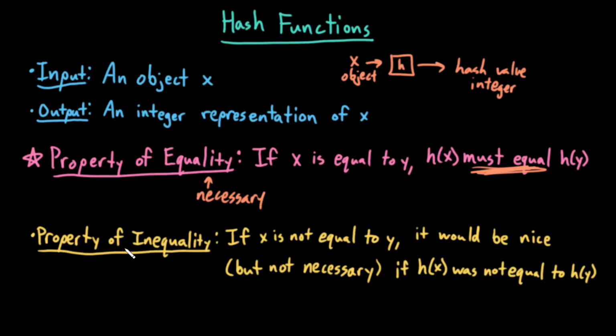We also have what's called the property of inequality, which is not necessary. This is not a requirement, but it's a nice feature for our hash function to have. The property of inequality says if x is not equal to y, it would be nice, but again, not necessary, if the hash value of x was not equal to the hash value of y. So in short, if I have two equal objects, they must have equal hash values. If I have two unequal objects, it would be nice if they had different hash values, but it's not necessary.